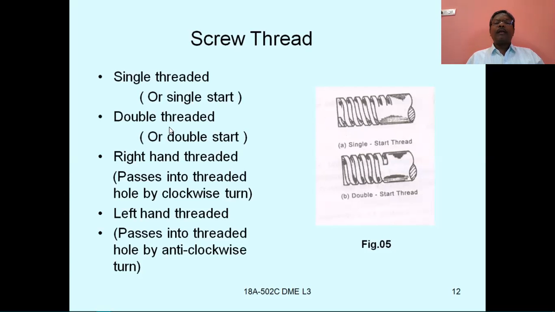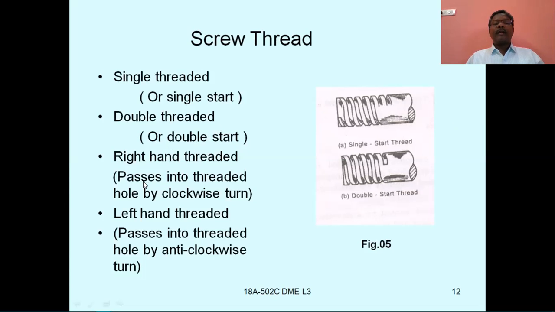And similarly, the double-start screw. So two threads are simultaneously starting one by one. That means two threads are there. Here is one thread and this is another thread. This double start thread is used for fast movement of the nut over the screw thread, that means the bolt.